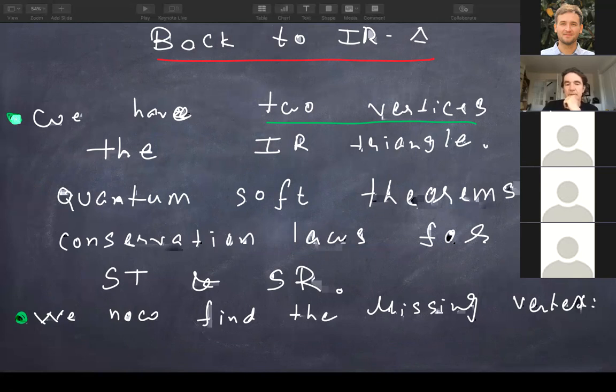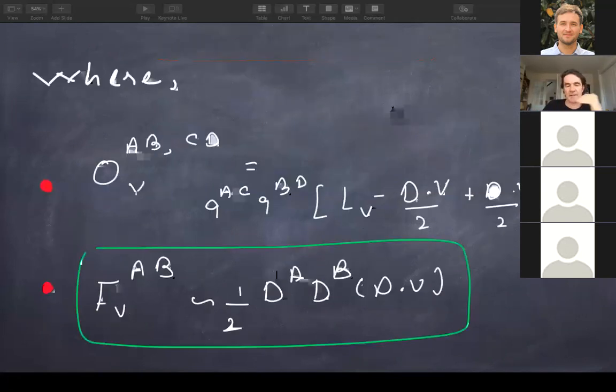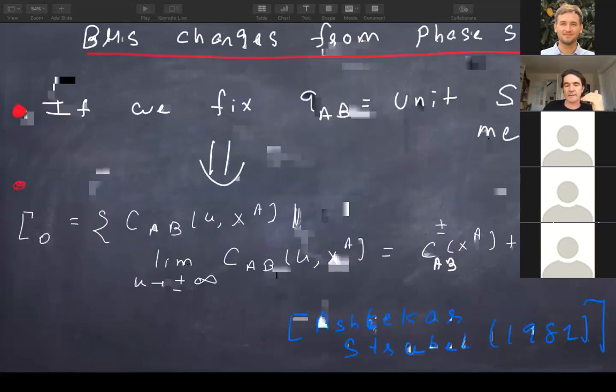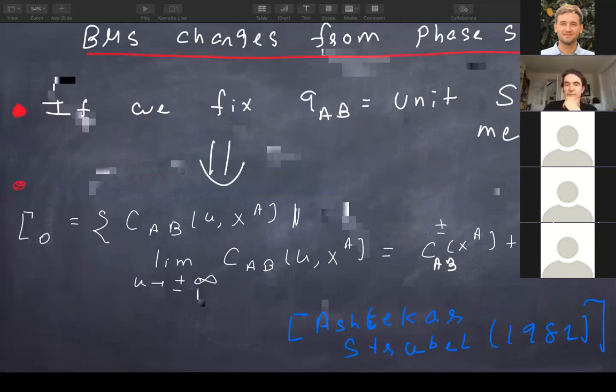Well, I had a question. Yes. You mentioned the definition of the Ashtekar-Streubel phase space, but this definition is not the right one if you want to extend your symmetry as you want. Yes, we will come to the extension.